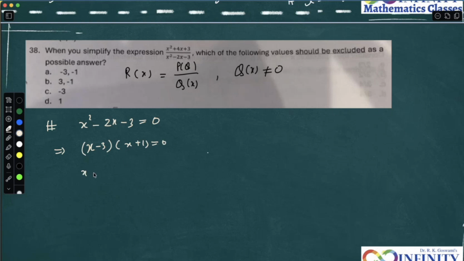So there will be two values. One is 3 because of this factor. The other one is going to be how much? -1. That is all. Okay, sir. So it is an easy task for you. Right? Yes, sir. I understand it. Thanks. Okay. So let us go to the next topic.